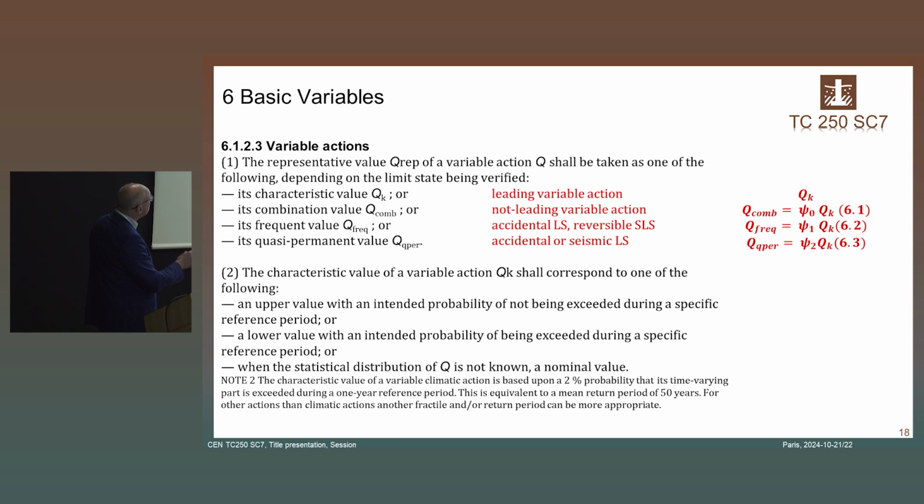A frequent value, which is used in accidental limit state or a reversible serviceability limit state, multiplied by psi1, and a quasi-permanent value connected with psi2. And then the characteristic value is an upper value or a lower value, and if it's not known, a nominal value. And also the probability.